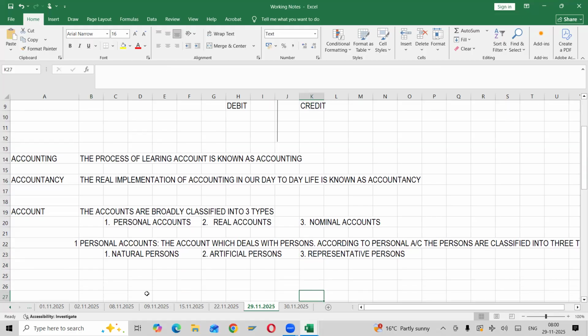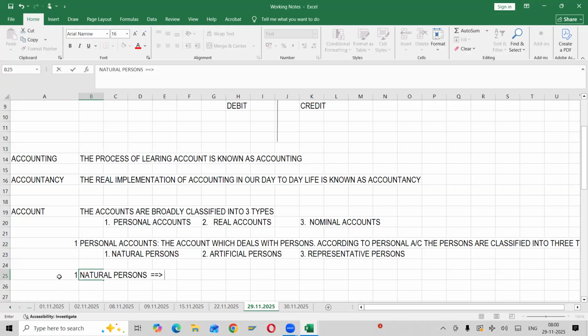We already discussed what you mean by natural person, so I'll explain natural persons. Who is a natural person? Really a human being. All human beings. What is the thumb rule? Who will be considered a natural person? The first thumb rule: they should be a human being.